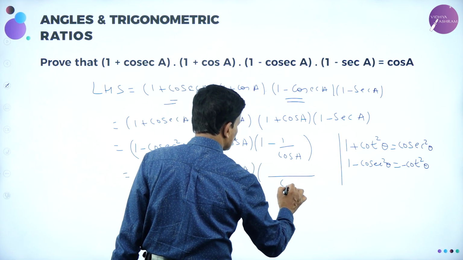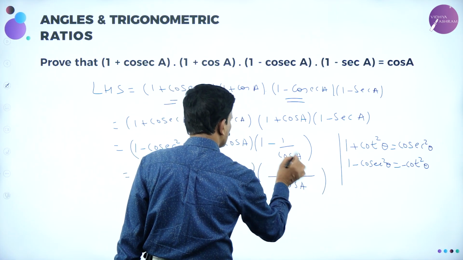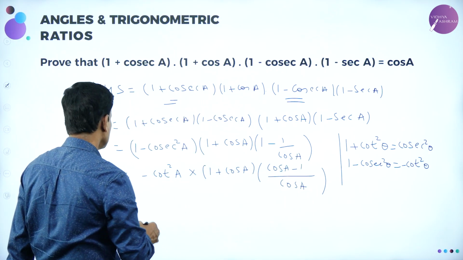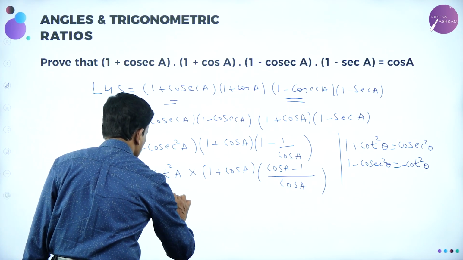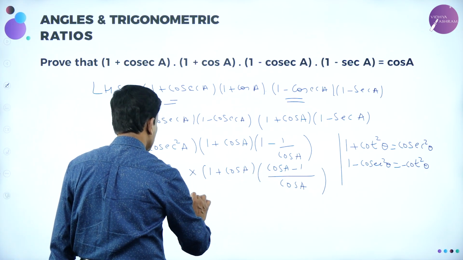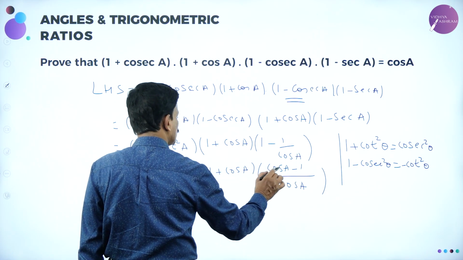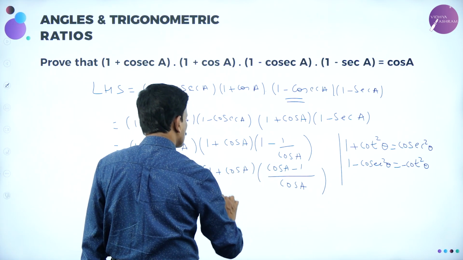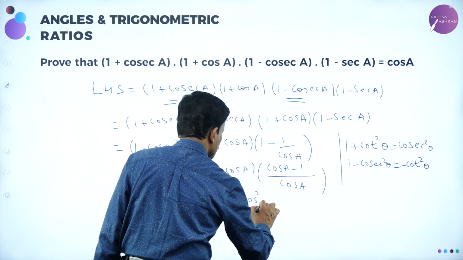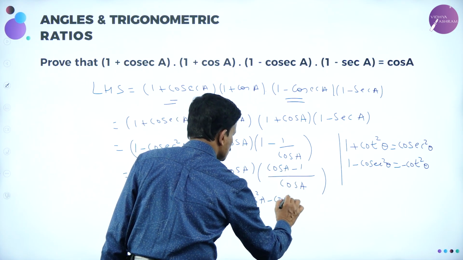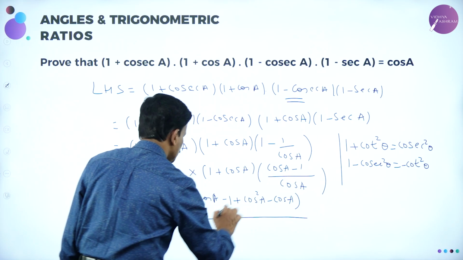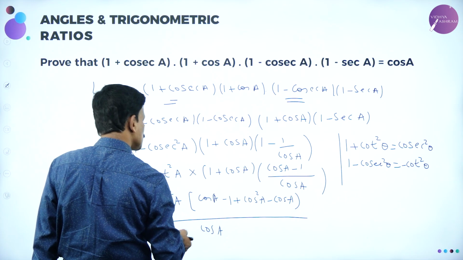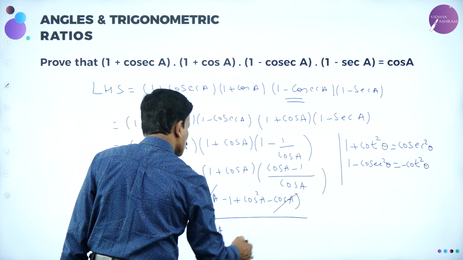into, take LCM, cos A is the LCM, multiply 1 into cos A is cos A minus 1, over cos A. So, this can be written as minus cot square A into, multiply the numerator. What we will get: 1 into cos A is cos A, again 1 into minus 1 is minus 1, plus cos into cos is cos square A, minus into plus it is minus cos A, whole divided by, in the denominator we have cos A. Now, this can also be written as, here plus cos A and minus cos A get cancelled.